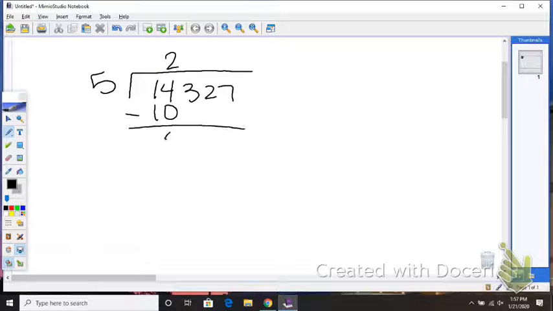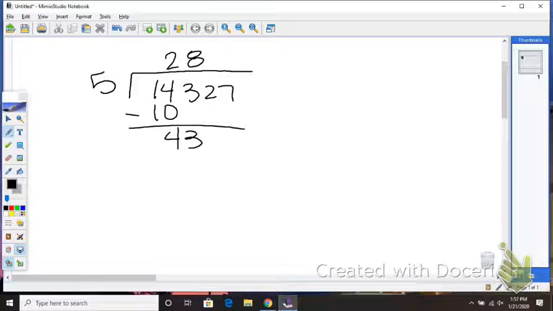Subtract. And then we're going to write this down. We're going to bring this 3 down also. And this is where this is a little bit different. When you're dividing polynomials, we bring everything down. But when we talk about just numbers, we usually just look at what numbers it would go into. So how many times does 5 go into 43? 8. And now what do I do with that 8?